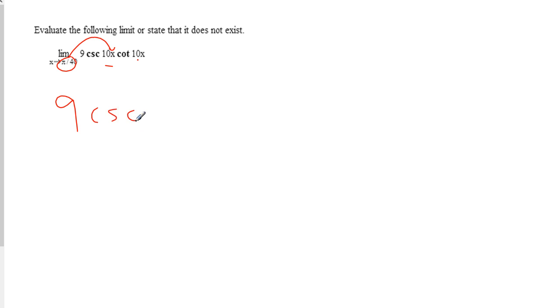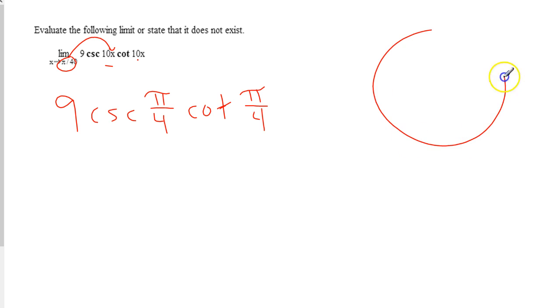The 10 and the 40 would reduce to a 4 on the bottom. So this is cosecant pi over 4, and then the cotangent of, again, 10 times pi over 40 would be pi over 4. Now, if you remember your unit circle, cosecant is the reciprocal of sine, and cotangent is the reciprocal of tangent. Pi over 4 is the 45-degree angle right here.